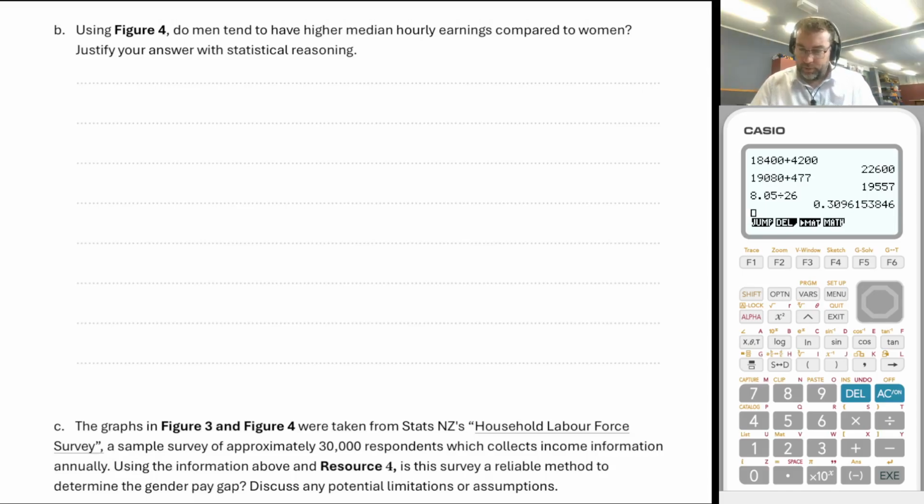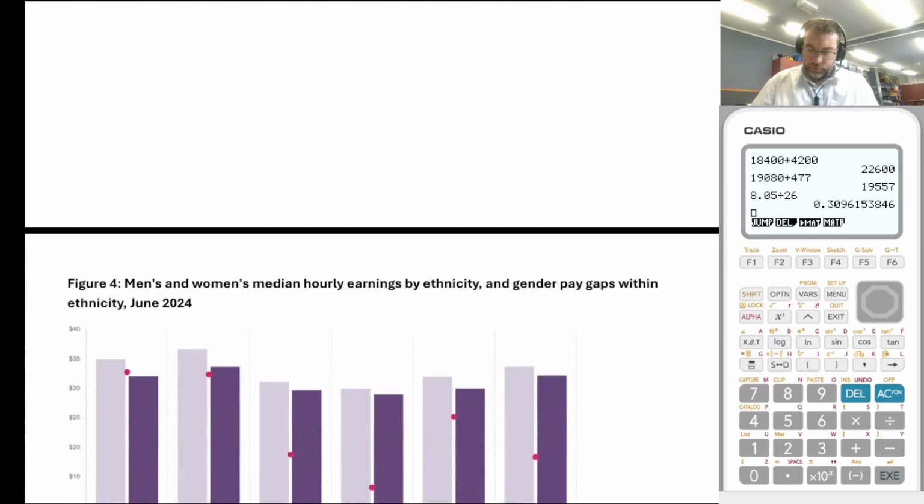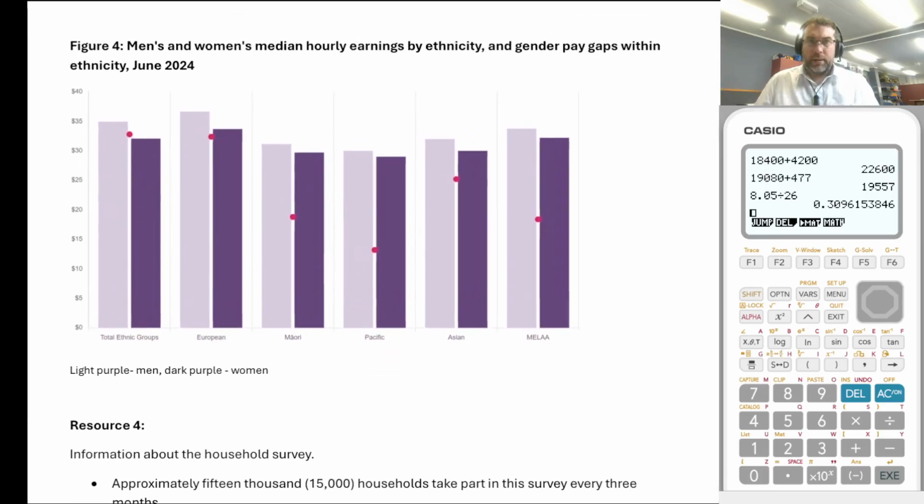So this question asks us about figure 4. So if we go and look at figure 4, it's got the men's and women's median hourly earnings by ethnicity and gender pay gaps within ethnicity from June 2024. So we've got each ethnicity along the bottom, and it tells us that the light purple is the men and the dark purple is the women. So this is median hourly earnings and gender pay gaps.